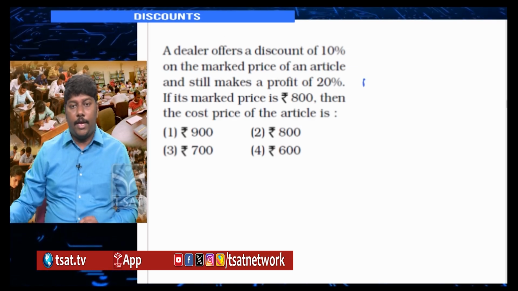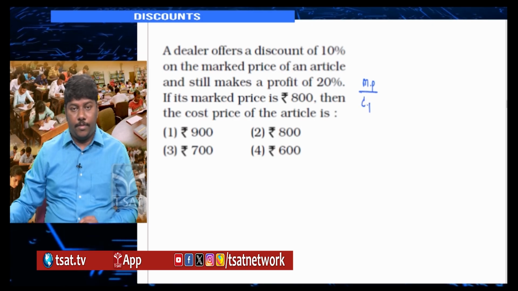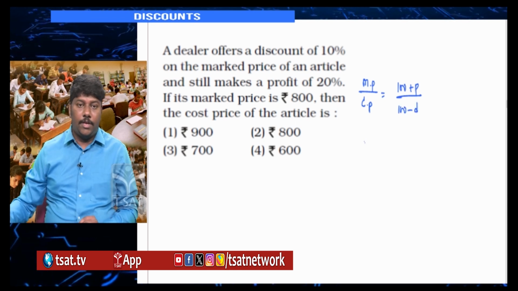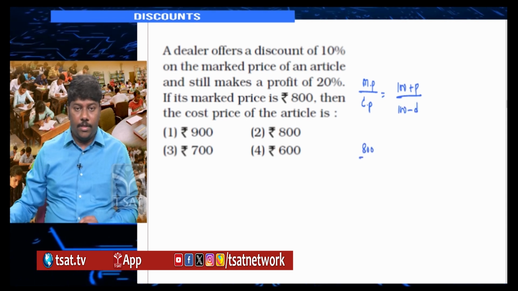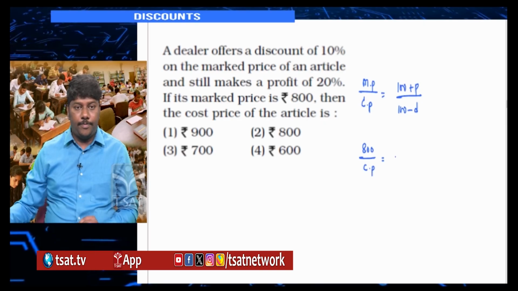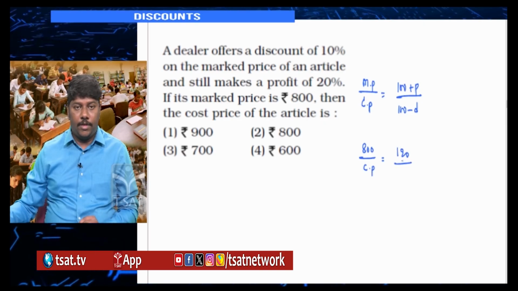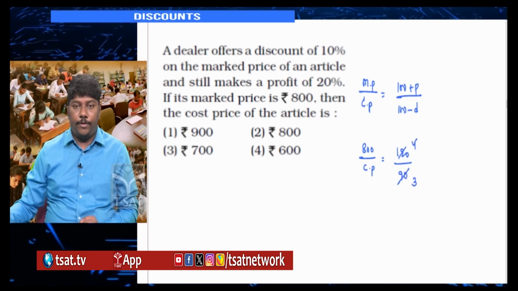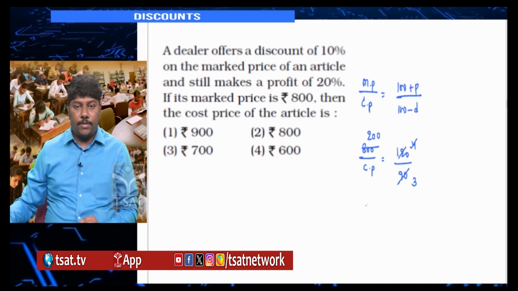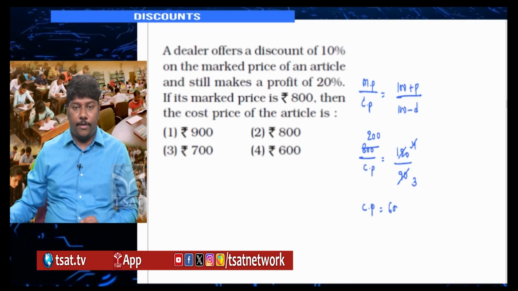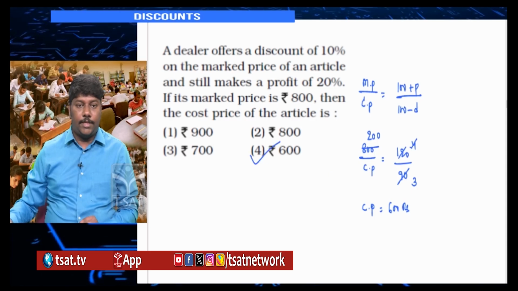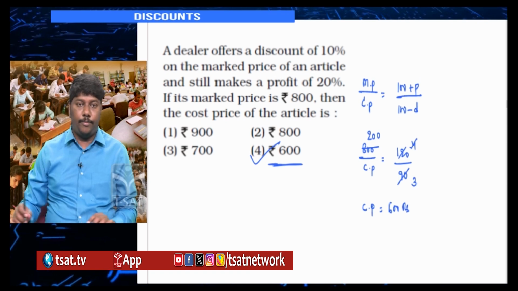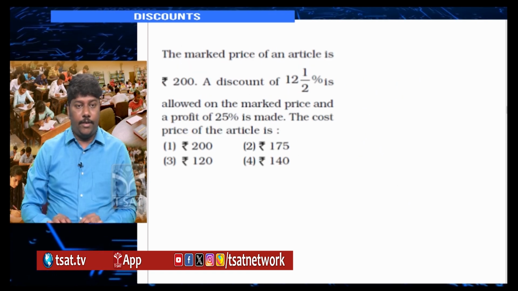Write the formula. MP by CP is equal to 100 plus profit by 100 minus discount. MP is 800, let CP be CP, 100 plus profit, 20% profit, so 120, discount is 10, therefore 90. Cancel it, 3 3s are 9, 3 4s are 12, 4 1s are 4, 4 200s are 800. So CP is equal to 200 into 3, 600. So answer is 600. MP by CP is equal to 100 plus profit by 100 minus discount. Very, very important formula.